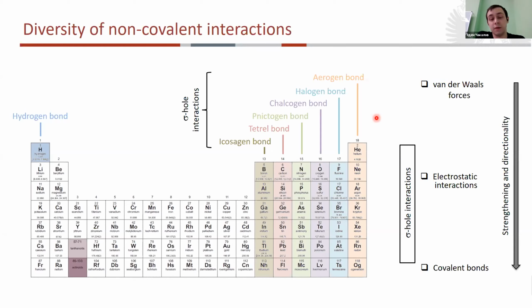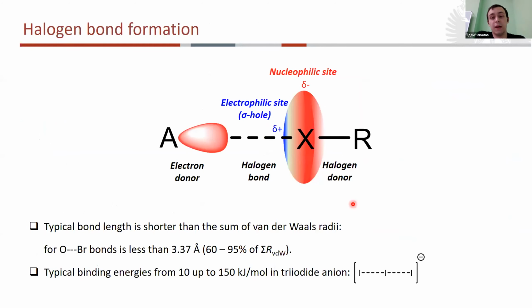Now let me focus on one of the non-covalent interactions, sigma hole interactions: the halogen bond. Halogen bond is formed by electron donors, which can be presented by molecules or individual atoms: halogens, oxygen, sulfur, selenium, nitrogen, and so on. Halogen donors contain primarily chlorine, bromine, and iodine atoms, in ions and molecules.